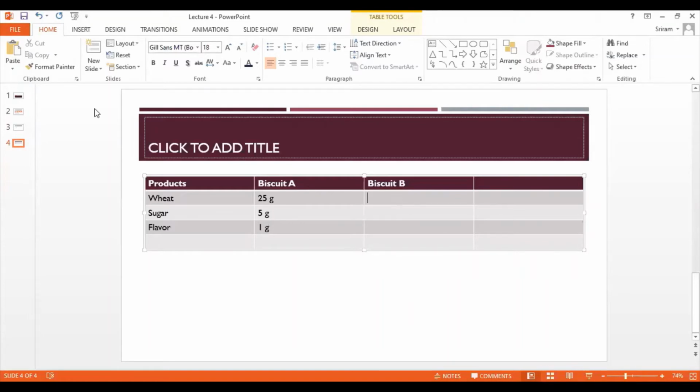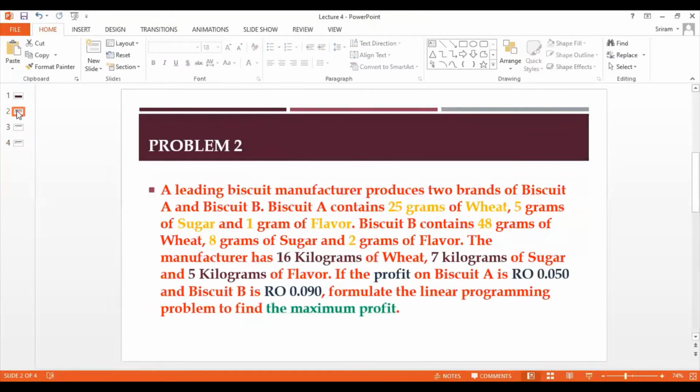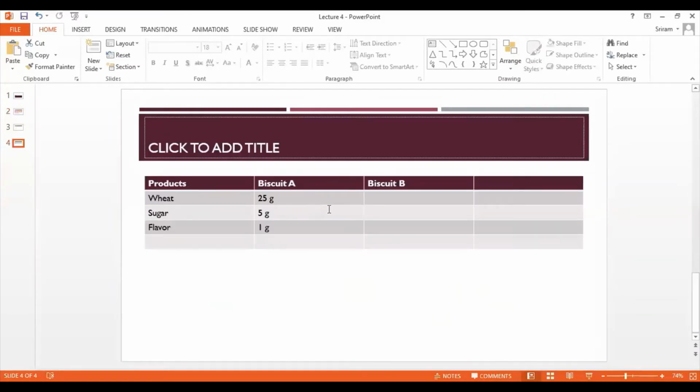In the same way, I am going to check biscuit B. For biscuit B, we need 48 grams of wheat, 8 grams of sugar, and 2 grams of flavor. All these are in grams.